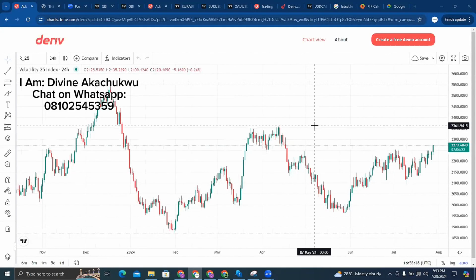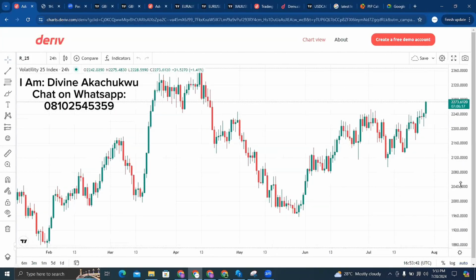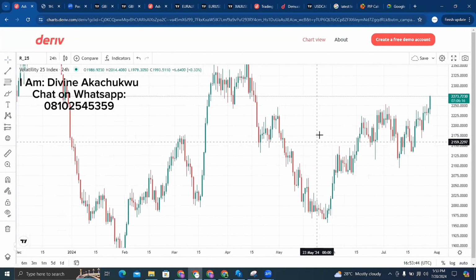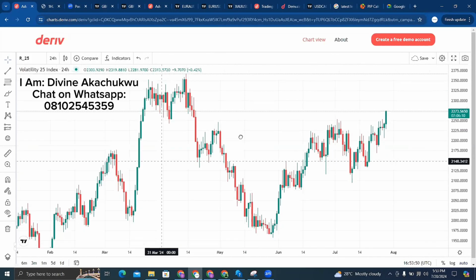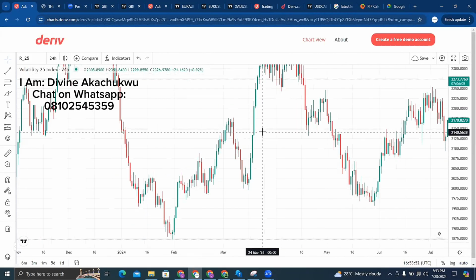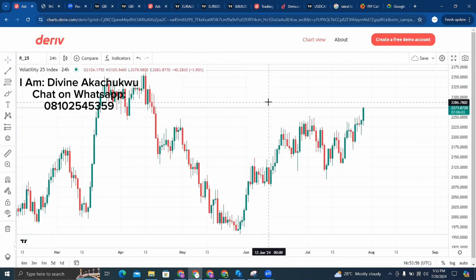In our last class, we touched on market structure. I showed you what a buy candle means, what a sell candle means. I taught you about supply and demand zones. We talked about order blocks.